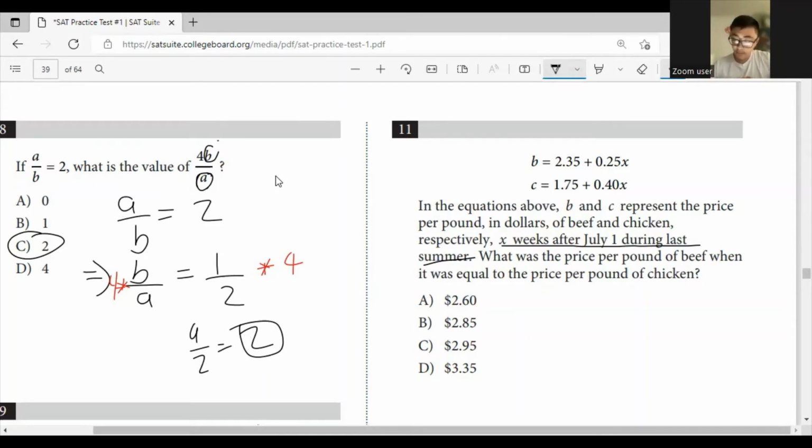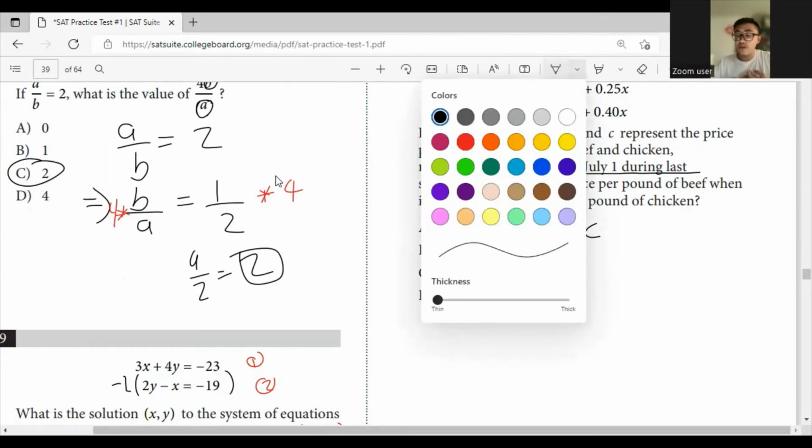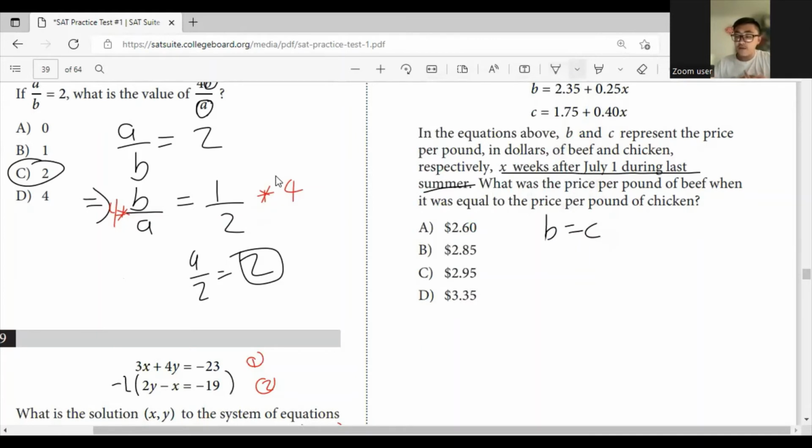Okay. Now, how I would do this one is the price per pound of beef when it was equal to the price per pound of chicken. I would probably set these two equal to each other, because if B equals C, I need to know what X was to find out the value of X, so I can know the price per pound of beef, because they'll both be the same thing anyways if they're equal to each other. It's just really saying when B is equal to C.